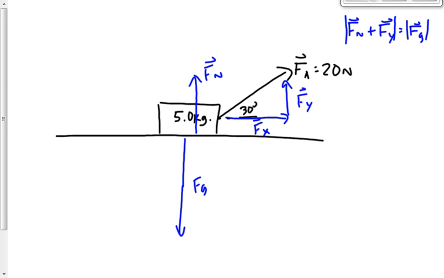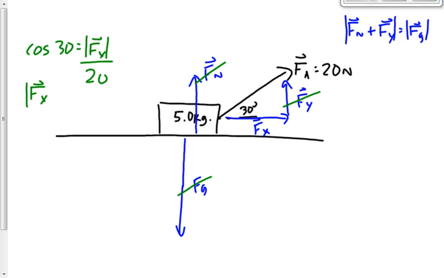All right. The normal force, the force of gravity, and the y component of that force, the three of them combined do cancel out. That means I'm left with only one force, and that's the x component of the applied force. Let's find out what that is. Okay, I know that cosine 30 degrees is equal to Fx, that's the x component, over the hypotenuse, and the hypotenuse is 20 newtons. That means that Fx, the horizontal component of that 20 newtons, is going to be, what, 17.32, I think it is? 17.32 newtons.